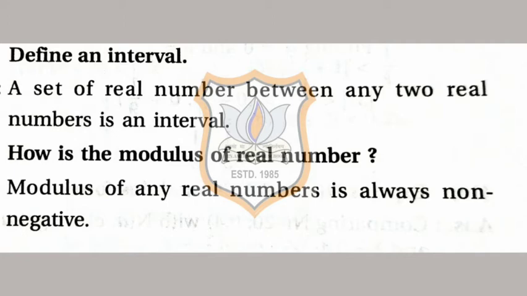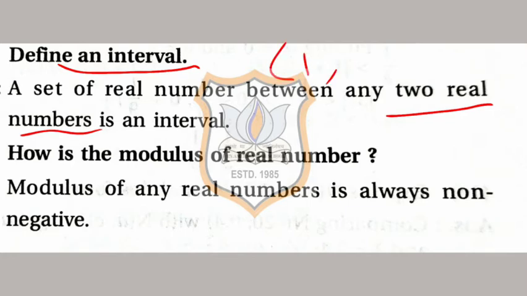Define an interval. Now, how will we define an interval? Interval means a set of real numbers, and those numbers can be between any two real numbers. For example, if we take the numbers between 1 to 10, then this will be one kind of interval. So, interval means a set of real numbers between any two real numbers, and this is called an interval.